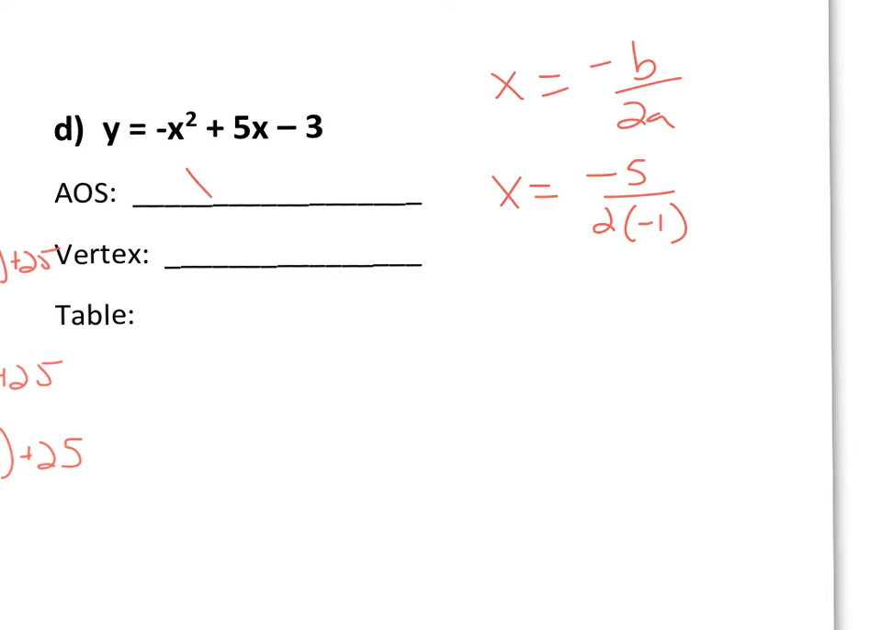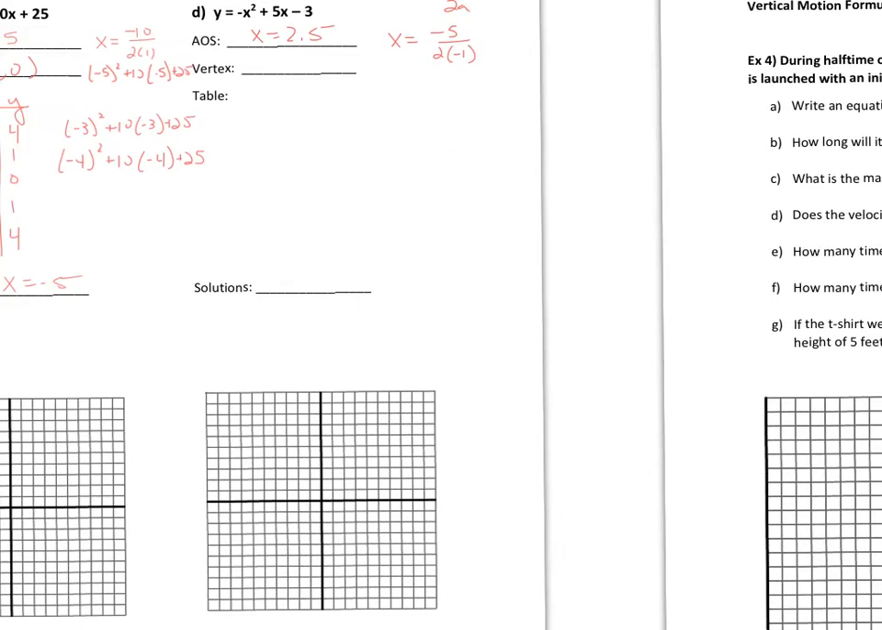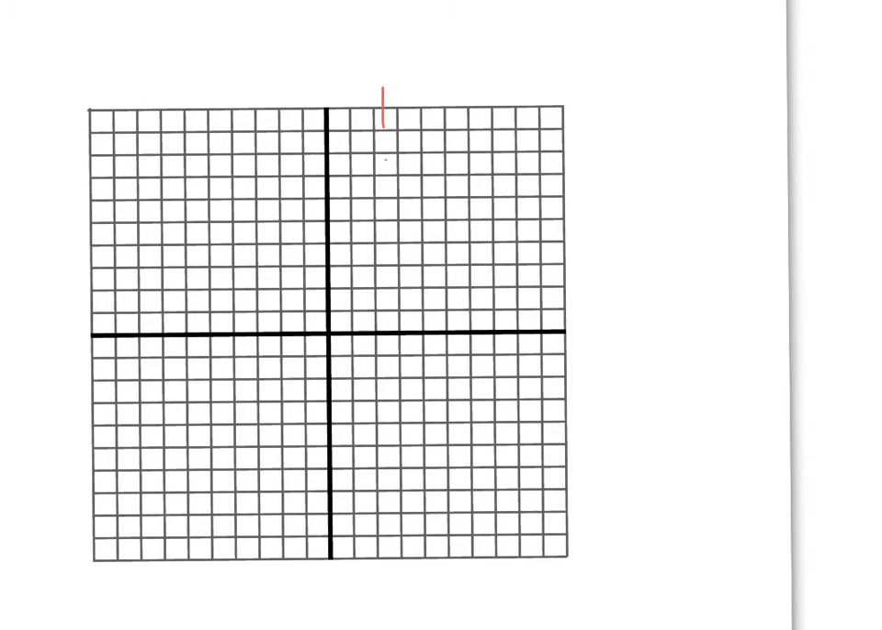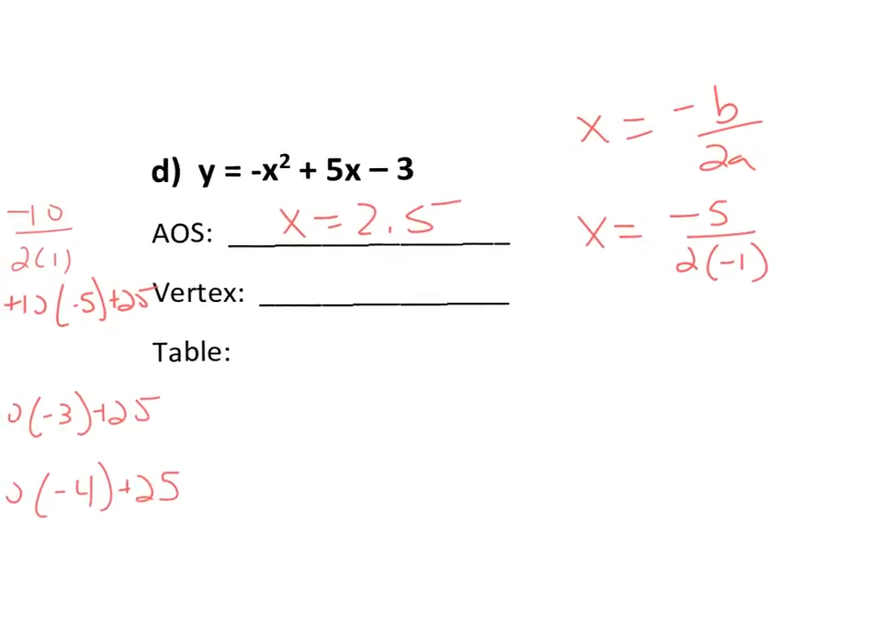Okay, so now when I do this one, in this case, I'm going to end up with a decimal. So I'm at 2.5. Okay, so now when I come down here to do my axis of symmetry, I'm going to put it right in the middle of 2 and 3 at 2.5. Okay, all right, so now I'm going to go ahead and plug in 2.5.